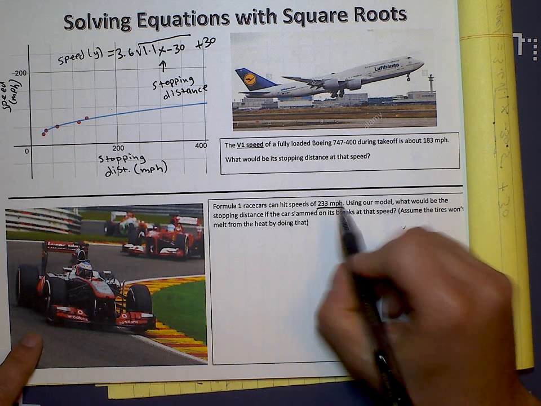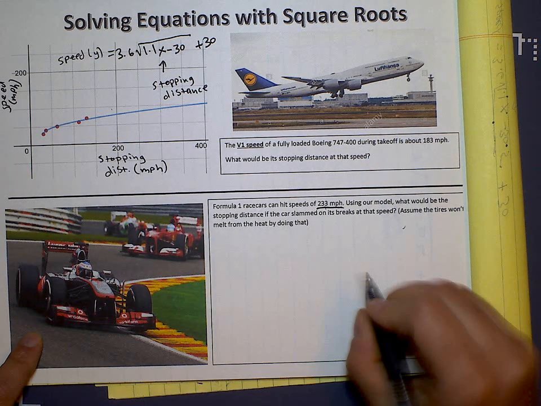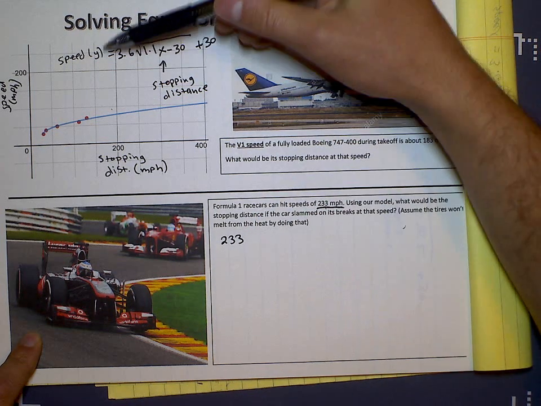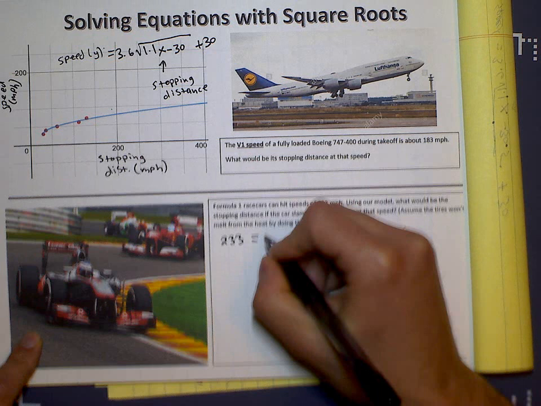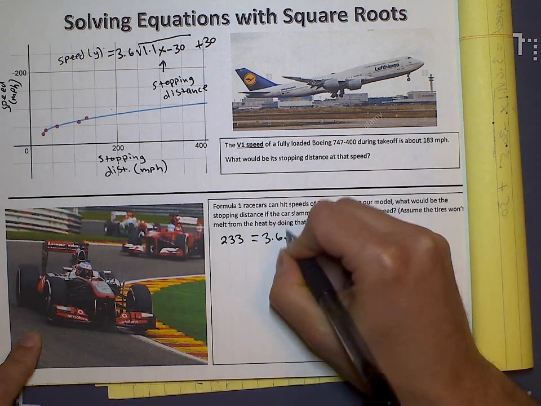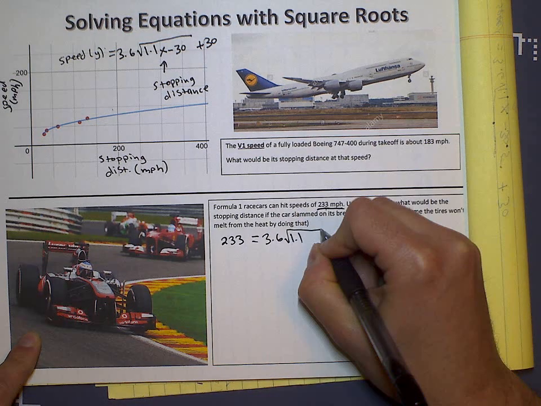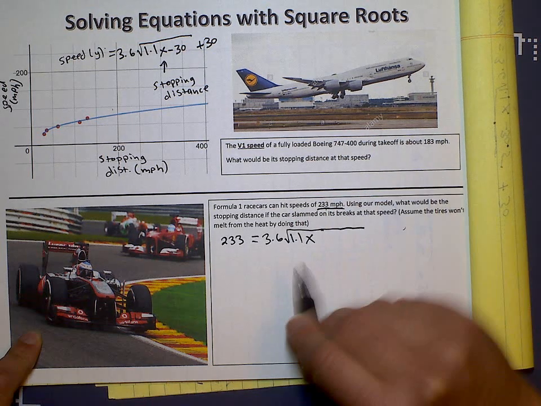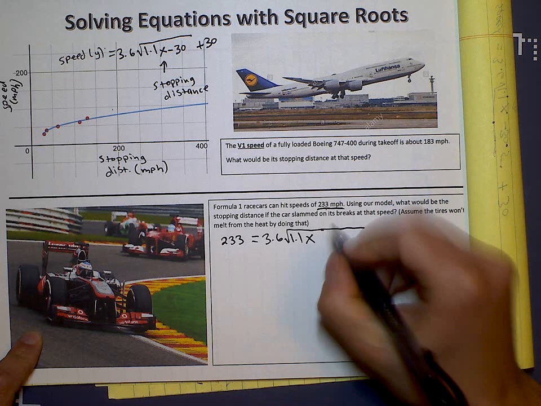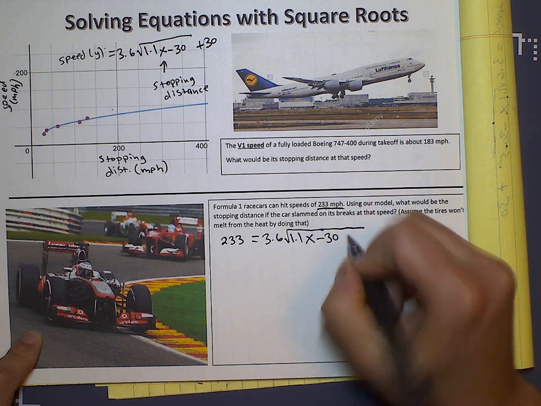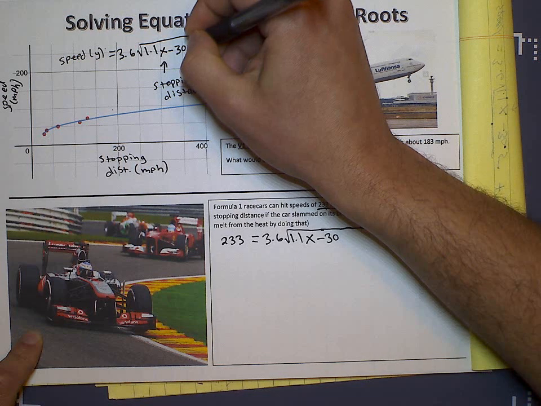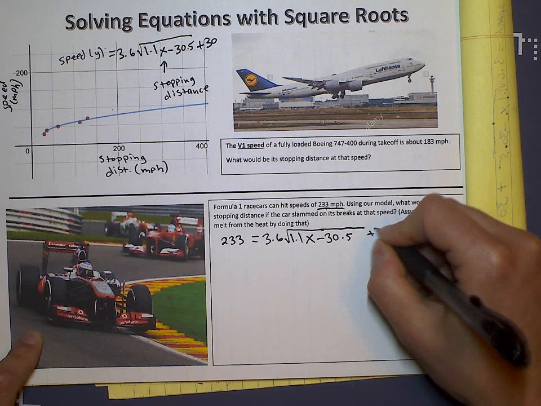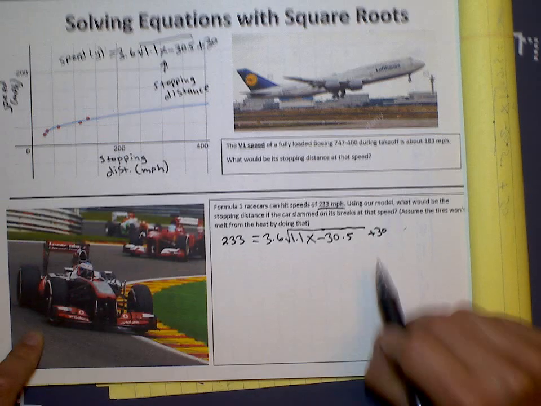But anyways, if we know that its speed is 233 miles an hour, let's plug that in for the y. And on the other side, we have 3.6 square root of 1.1 times x, and x is what we're going to be solving for. We want to find out what the stopping distance is going to be. Minus 30, it was actually 30.5, I rounded some of these numbers off to the tenth, plus 30.